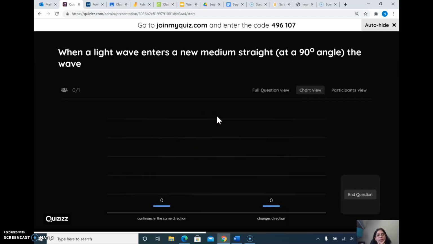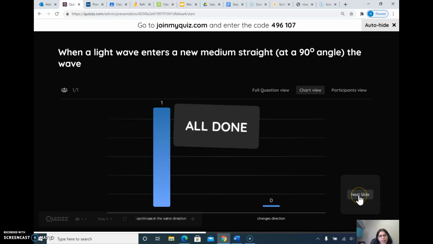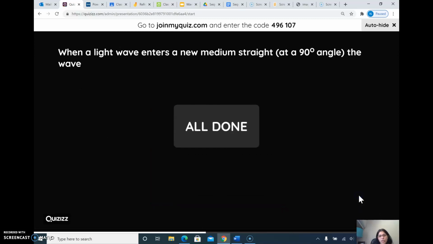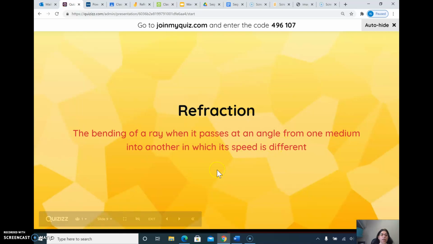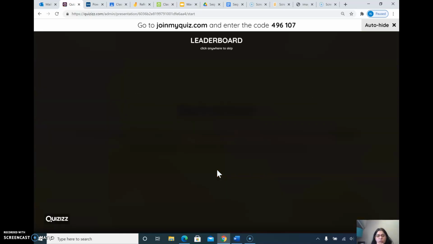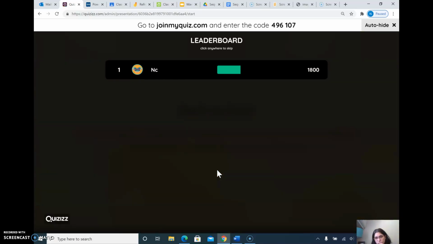When a light wave enters a new medium straight, at 90 degrees, now it's going straight like the car. You remember the car was going straight, or the laser light which we watched going straight down. So what happens? That's right, it continues in the same direction. Good job, kiddo. Now let's talk about what refraction is.